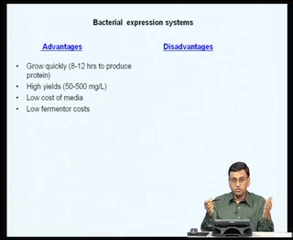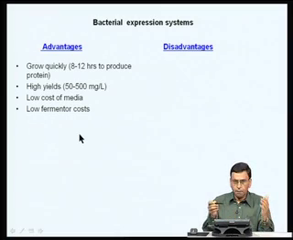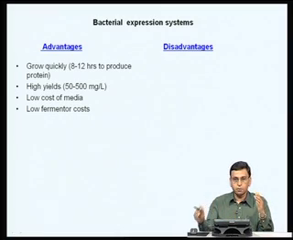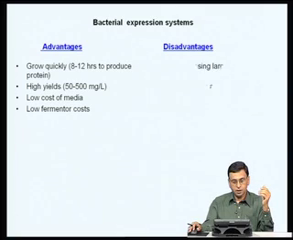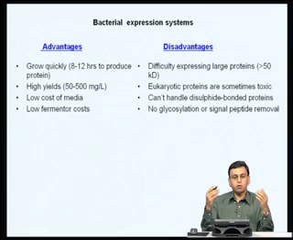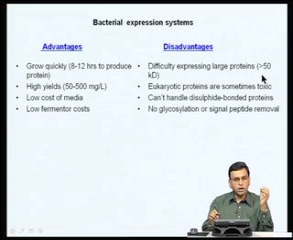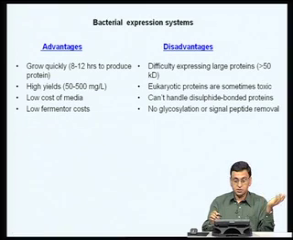So the cost of production becomes very, very low, as well as the fermenter costs. So there are a number of advantages in producing a recombinant protein in bacterial expression systems. But there are also certain disadvantages. For example, very rarely can you express your protein in large amounts if your protein is huge. Usually if your protein size is more than 50 kilodalton, it is very, very difficult to express this protein in large amounts using a bacterial expression system.